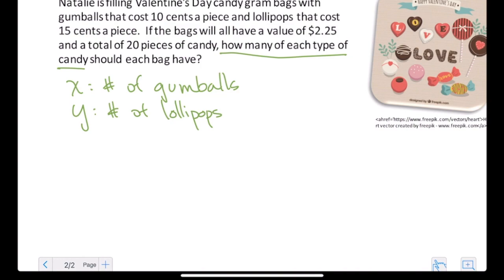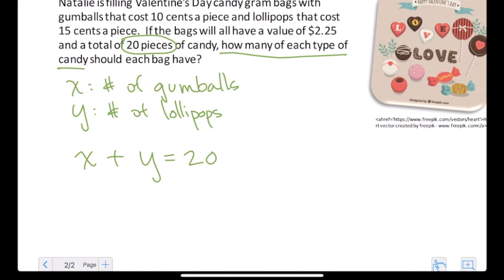There's two different ways we want to look at these candy graham bags. One way is just how much is in it, and one way is how much value does it have. So if we just talk about how much is in it, it's 20 pieces of candy. Think about how you would get the total number of pieces of candy. You would take the number of gumballs and the number of lollipops and add them together. What does that look like algebraically? x plus y is equal to 20. There's one of your equations. Really nice and simple and not too hard to work with.